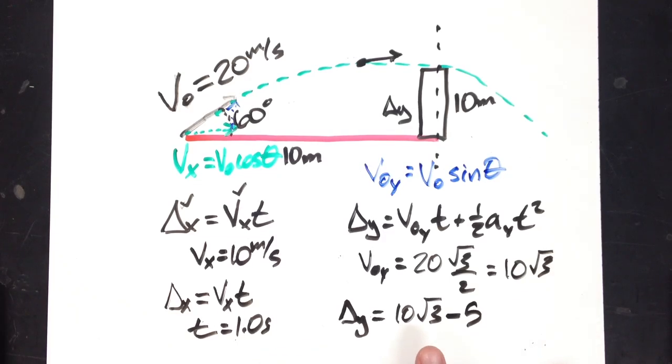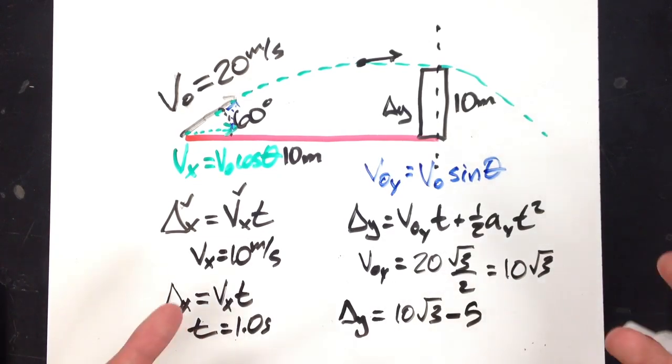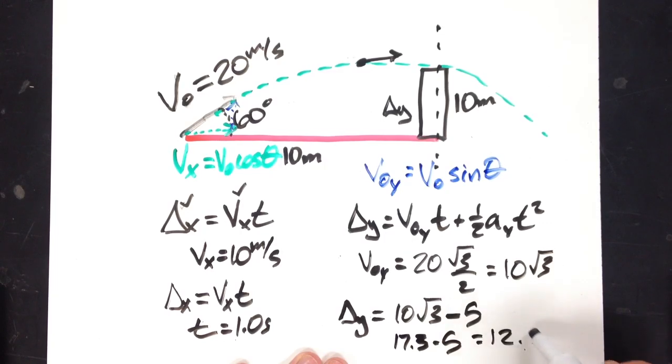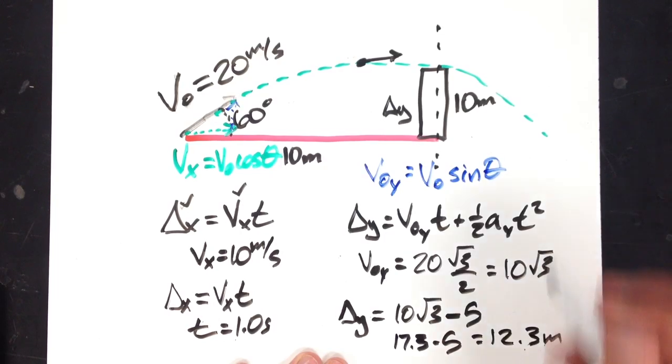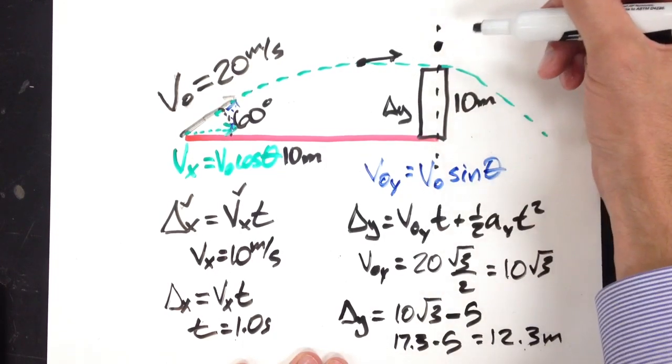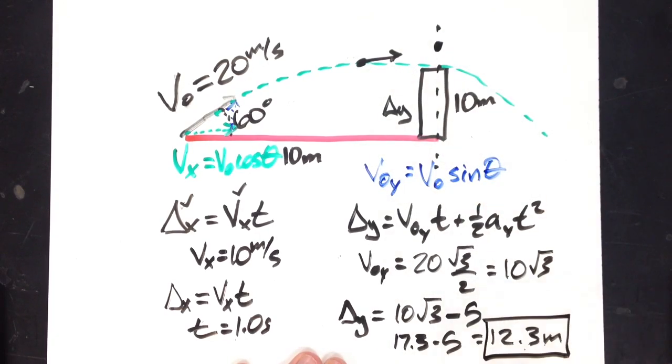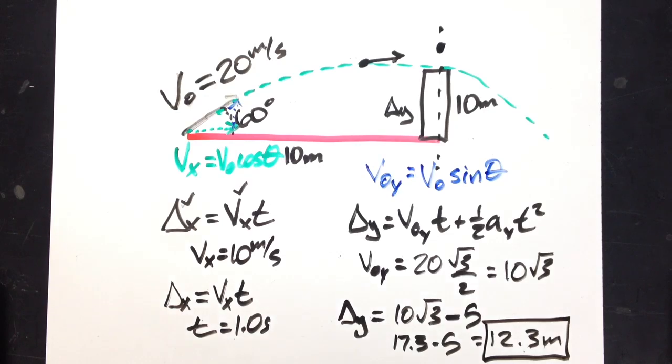Well, square root of 3 is like 1.7 something. It's like 1.73. So this is like 17.3 minus 5 meters, which gives me 12.3 meters, which would be somewhere up here. Which means that at this point, at this plane, my object clears the wall.